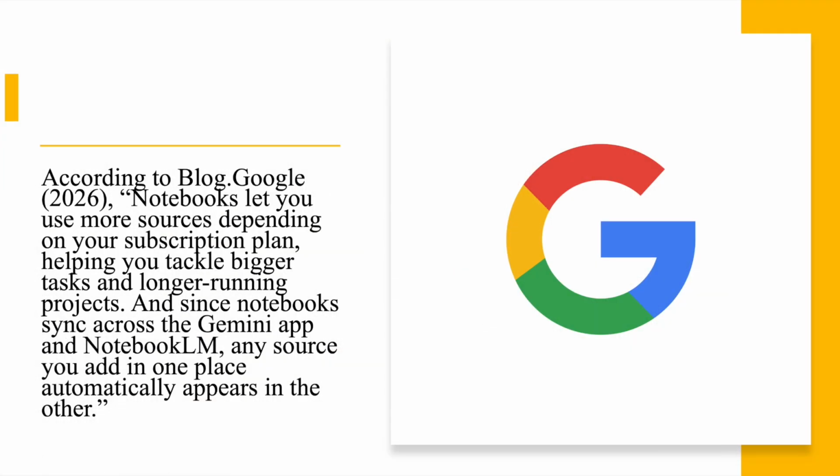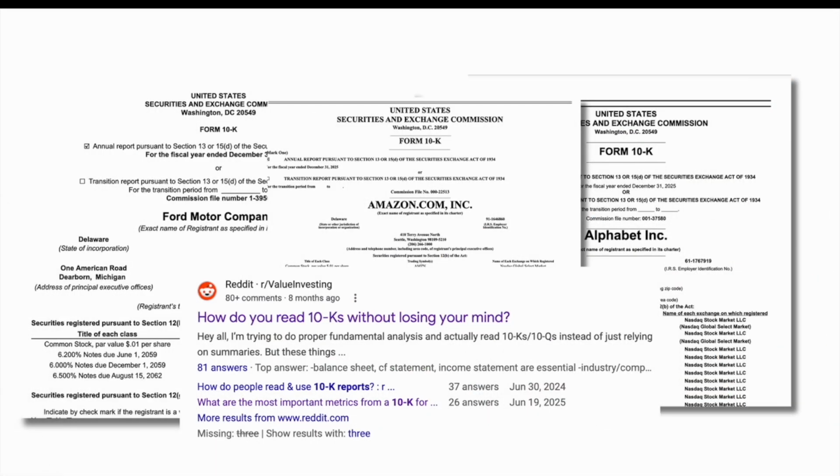So to give you context about the new features in NotebookLM as well as Gemini, according to blog.google, notebooks let you use more sources depending on your subscription plan, helping you tackle bigger tasks and longer running projects. And since notebooks sync across the Gemini apps and NotebookLM, any source you add in one place automatically appears in the other. Conducting public company research can be a tall task.